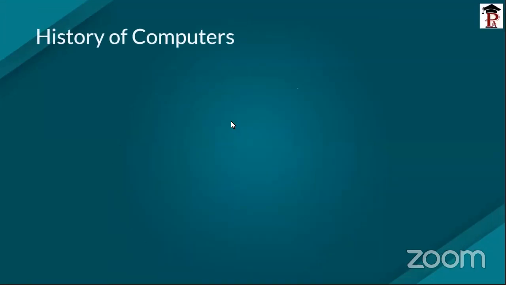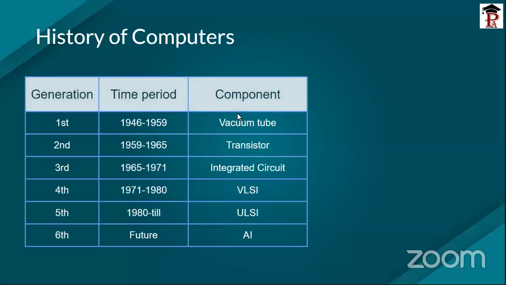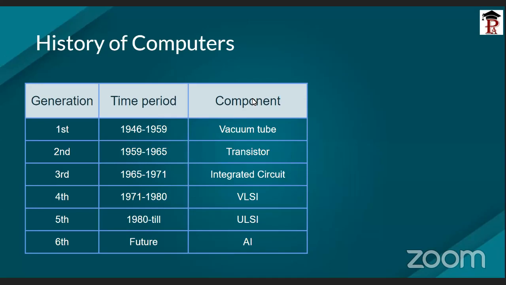Okay. Guys, you know what a computer is. We are starting from the basics, which is the history of the computer. Why do we start from the history? Because they ask many questions on it regarding first, second, third, fourth, fifth and sixth generation computers. Each generation has a specific component they are using.